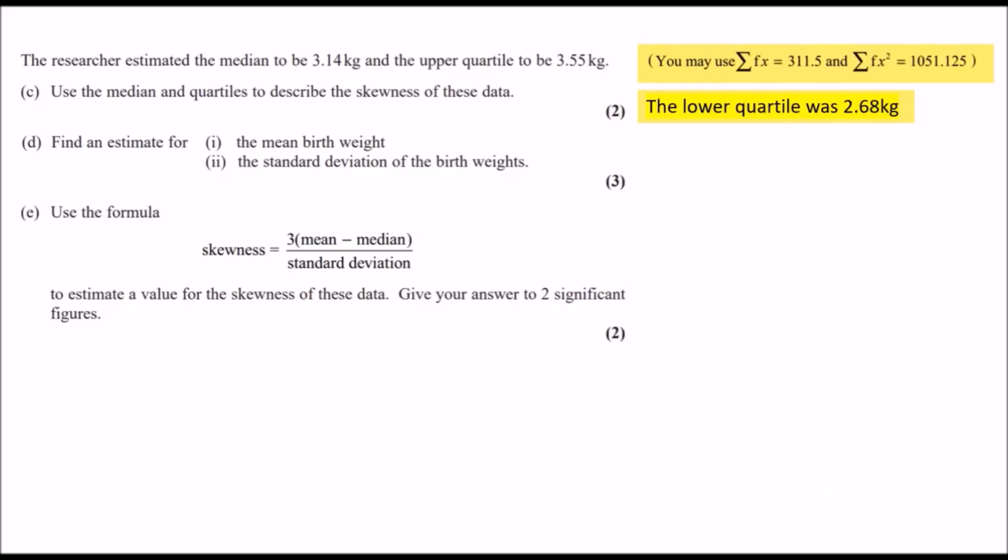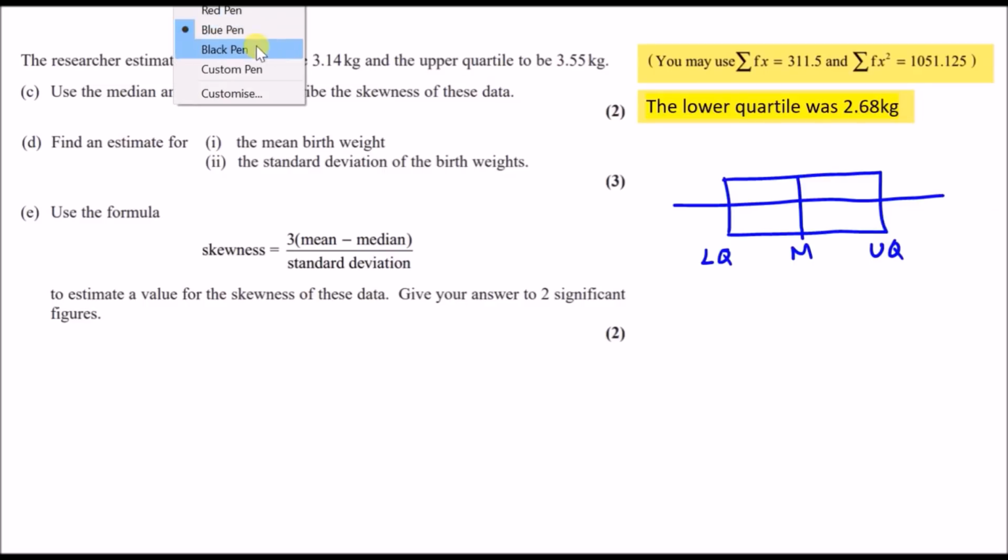All right, part C. It tells us that the researcher estimated the median to be a certain value and the upper quartile to be that. Use the median and quartiles to describe the skewness of the data. To describe skewness, I always just draw a little box plot. Draw a line, draw a nice little rectangle, put a line in the middle and label these the lower quartile, the median, and the upper quartile. And now put the values in. Previously we got 2.68 for the lower quartile. We're given a median of 3.14 and upper quartile of 3.55.